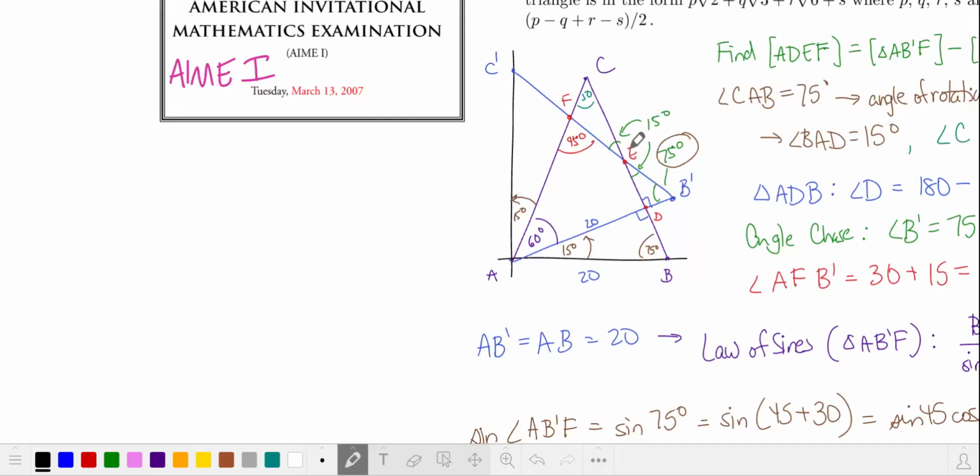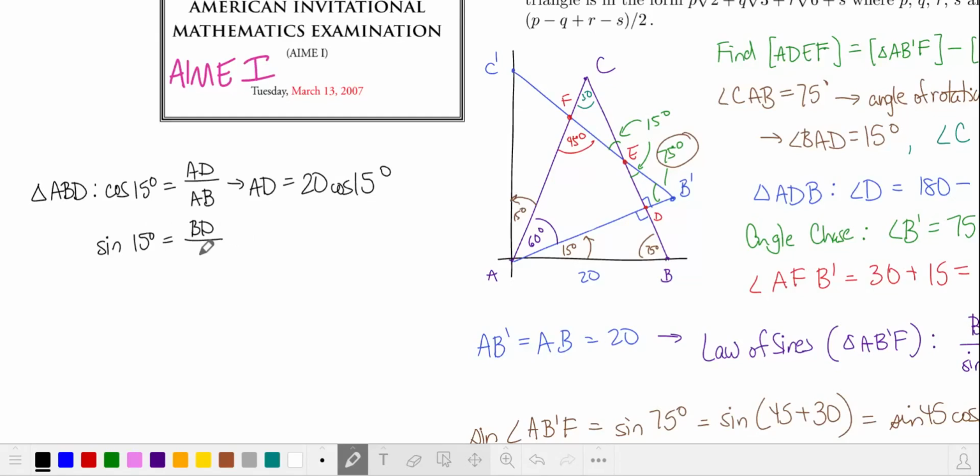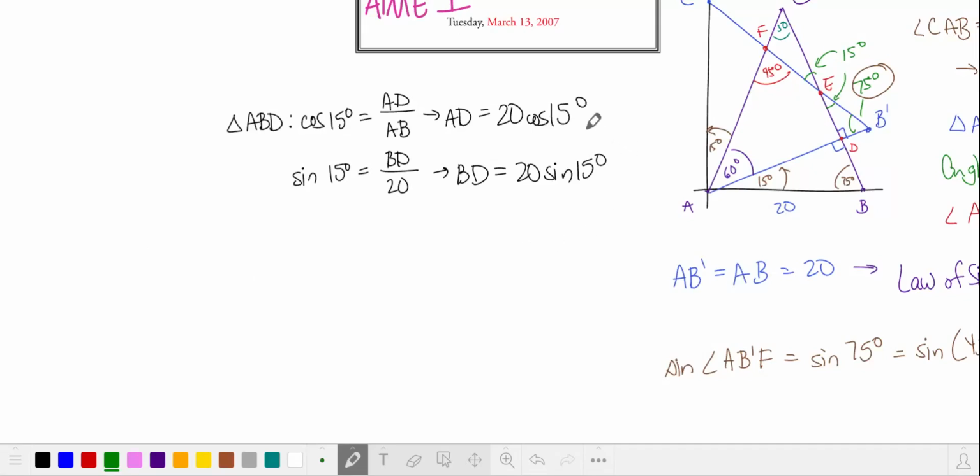Now we need to find the area of that smaller triangle. We notice that this triangle EB prime D is similar to triangle ABD, so we'll use that to find the area of our smaller right triangle. From triangle ABD, we have that the cosine of 15 degrees is adjacent over hypotenuse, that's AD over AB, and solving for AD, that's 20 cosine 15 degrees. And similarly for sine of 15 degrees, that's BD over AB again, so BD is 20 sine 15 degrees. Without calculating the sine and cosine, we can go ahead and find the area of triangle ABD. This is 1/2 base times height.